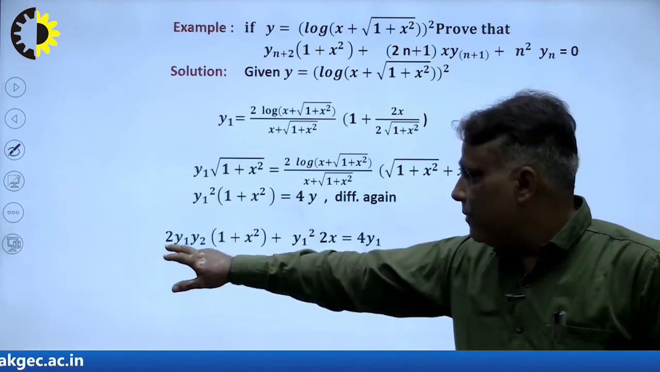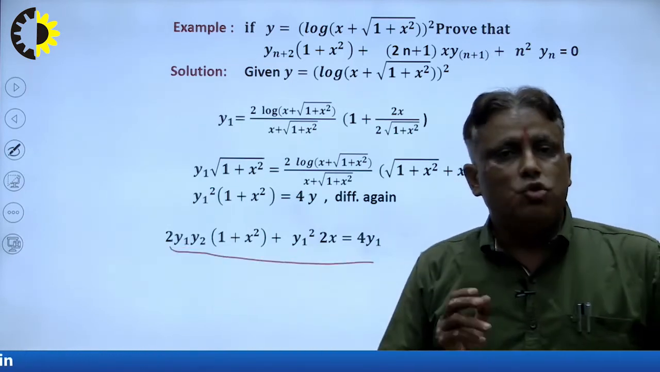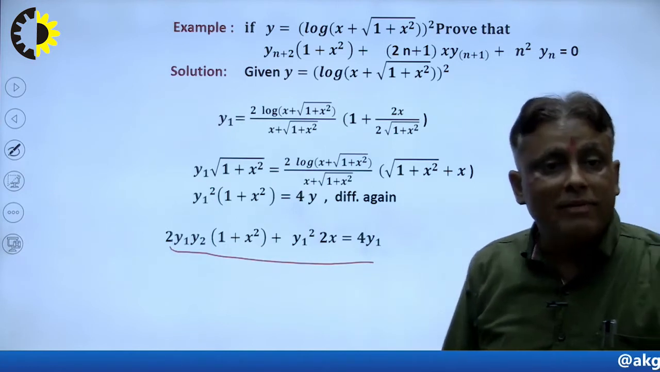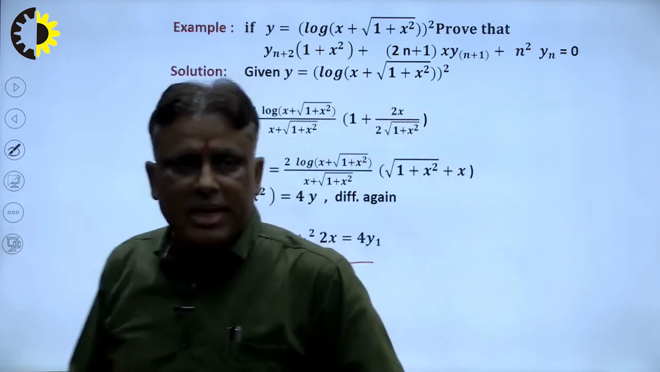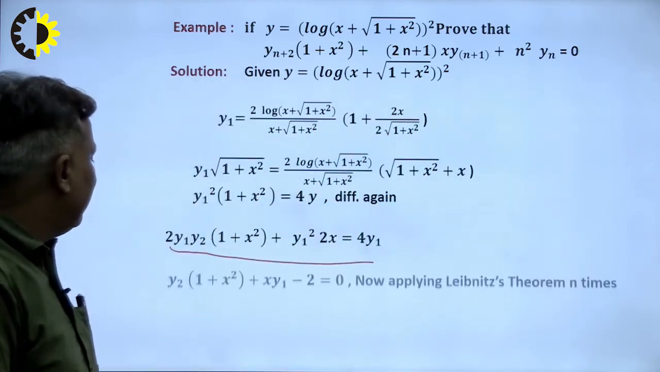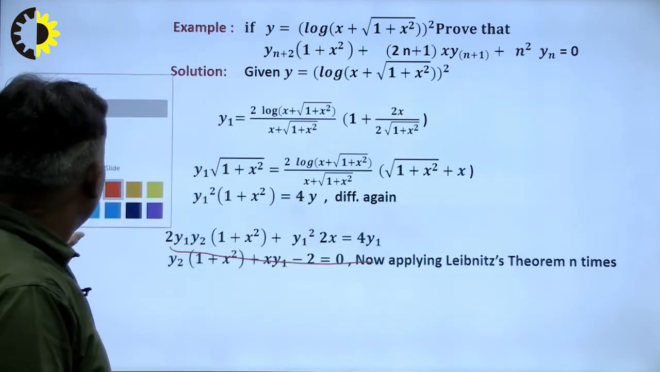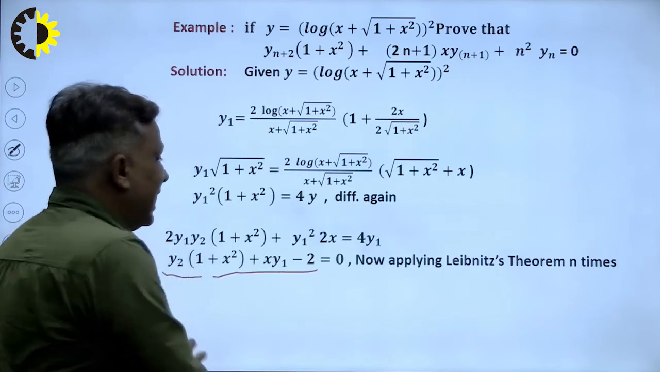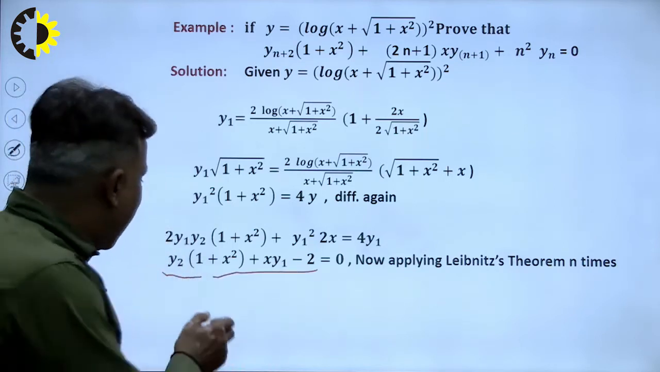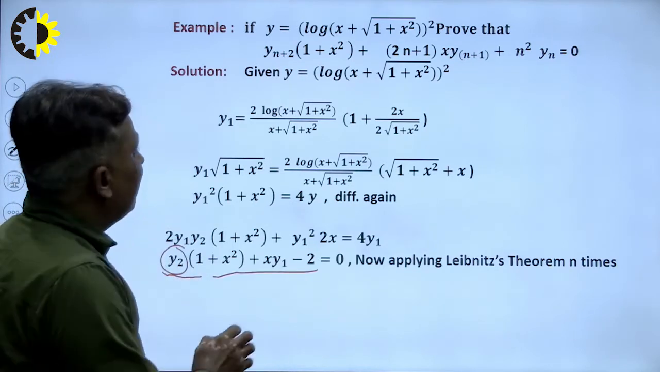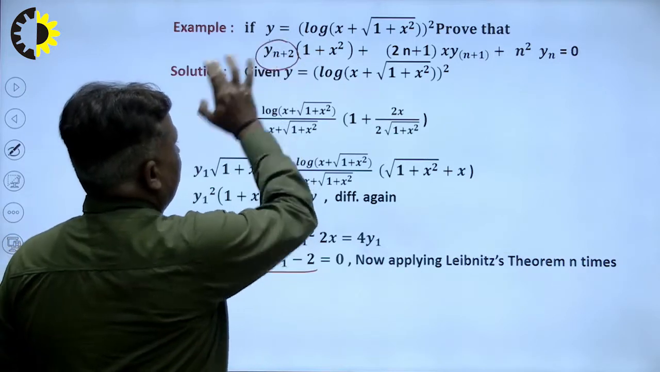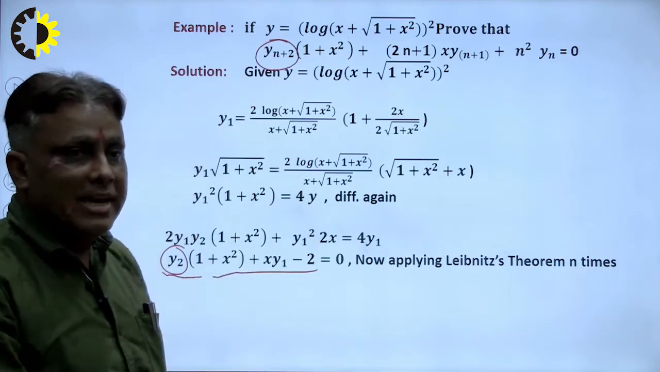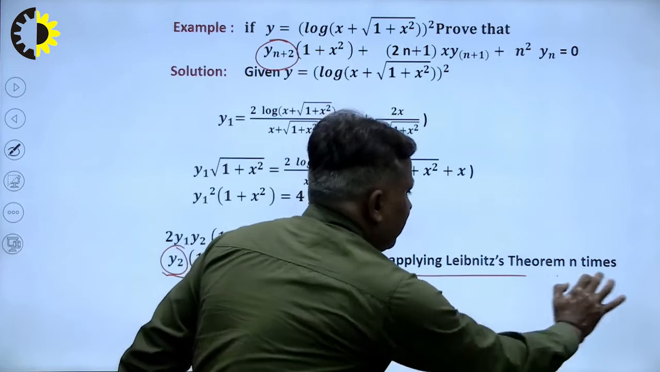In this way, first of all we see here 2y1 is the common part. When we take the common part of y1 here, what will be the result? The result will be this. Now apply Leibniz theorem how many times? I got here y2 and I want to prove this, so that means Leibniz theorem is applied n times. So I write here applying Leibniz theorem n times.